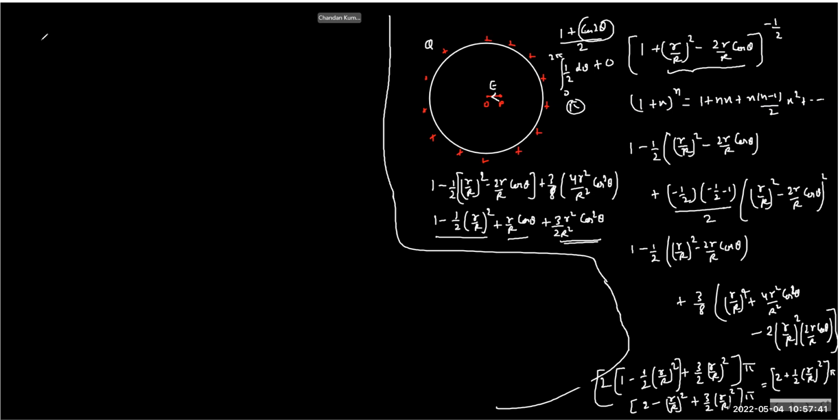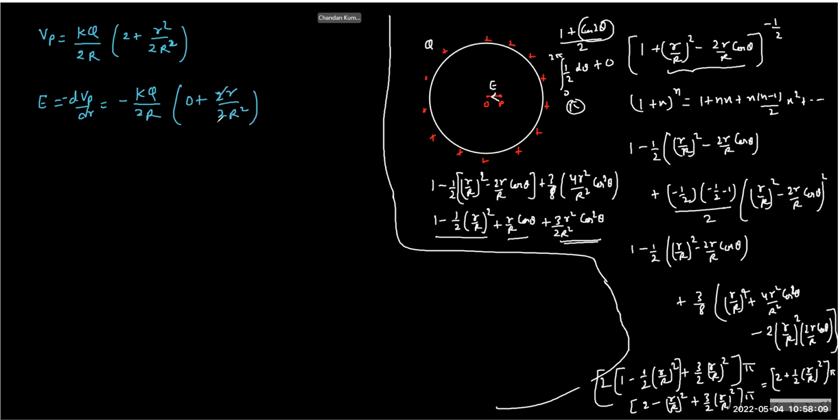So now the VP turns out to be KQ by 2R into 2 plus R square by 2R square. Now I can find the electric field E as minus dVP by dr, and I should get a negative answer because it should be inward. And now this is 0 plus 2R by 2R square, right? The differentiation. So E turns out to be how much? KQR upon 2R. This is perfectly coming, right? The way we wanted to get this answer.